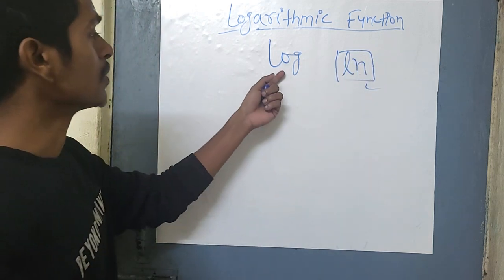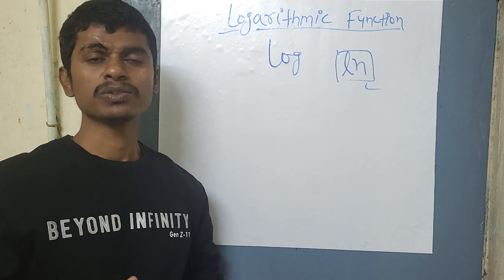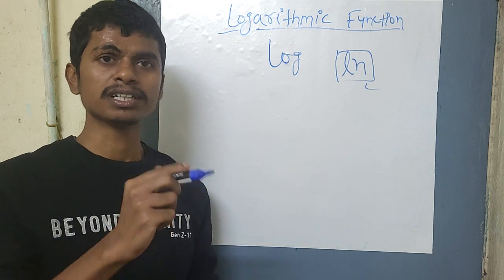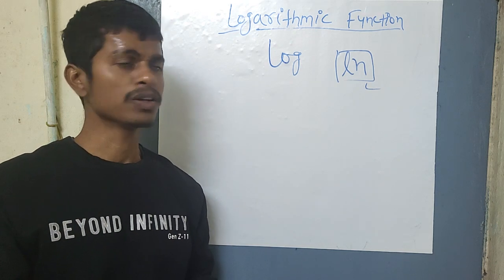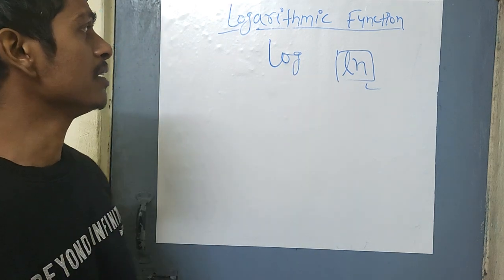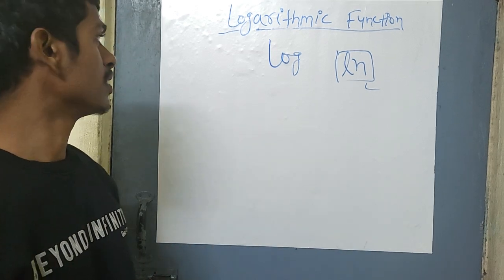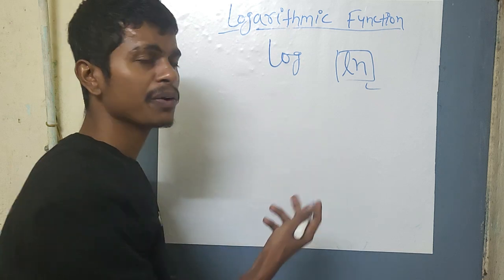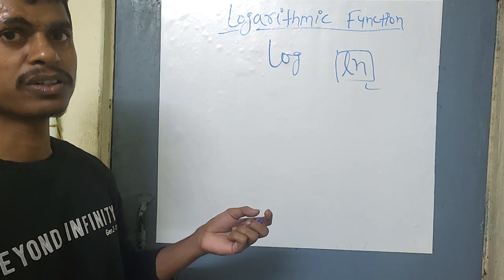This log is actually a function. What does a function actually do? Every function, you give some input to it, it does some operation on it, and after that it gives you an output. Similarly, log is also a function. If you give input to it, it will give output to you. I will come to the definition later, but firstly I will show you what log actually does.